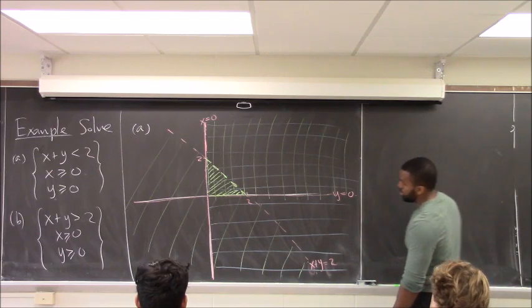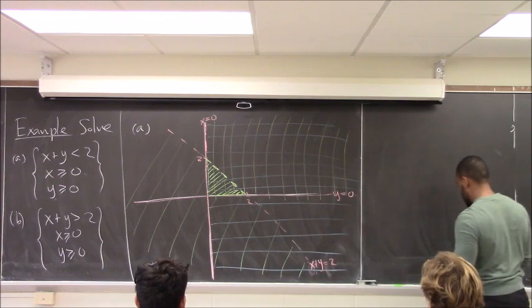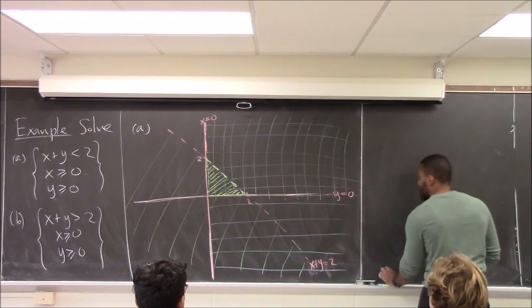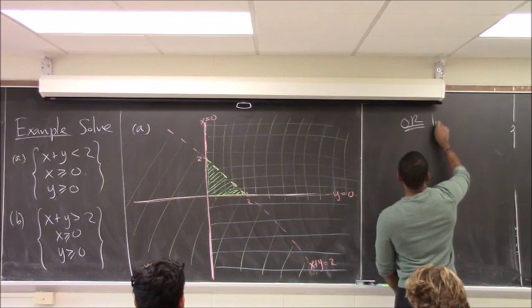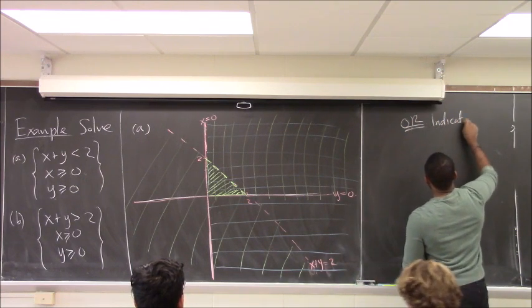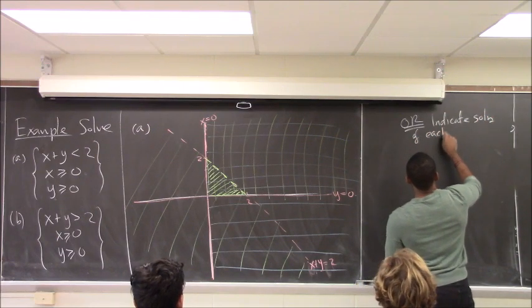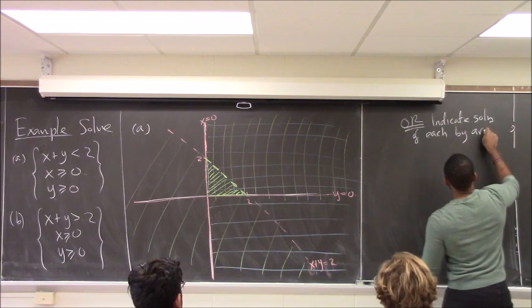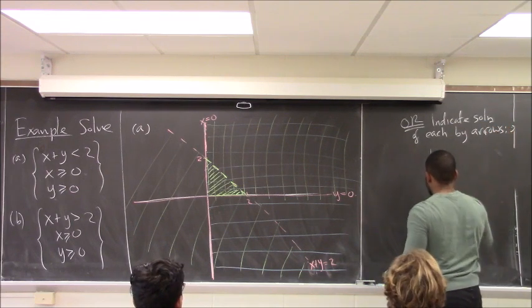Now, sometimes just having everything shaded might get some people confused. So what you can do instead is indicate the solution of each by arrows. So sometimes people like to do that.